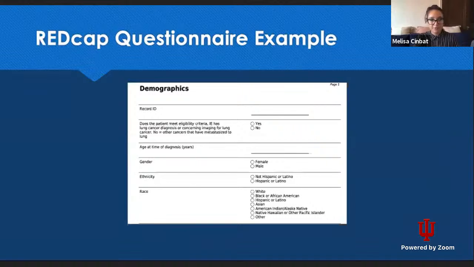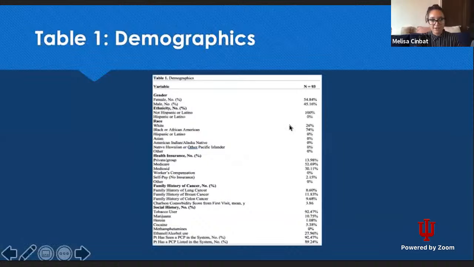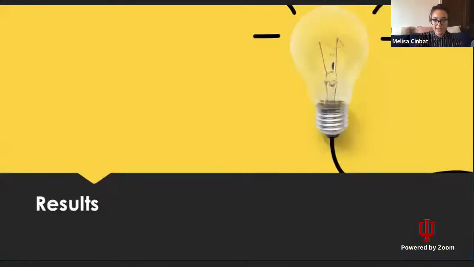Here are just some examples from the REDCap questionnaire. This is just a page from our demographics section. So you can see the record ID. We asked if they met criteria, their age, gender, ethnicity, race. Here is another example from the data exports from REDCap. So there was a lot of information to be found there. This just shows you the percentage of those that met eligibility, 91.7% out of the 100 that I looked at. And here's table 1 that I created, which I will discuss the results of in this slide.